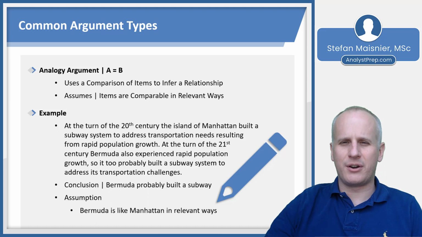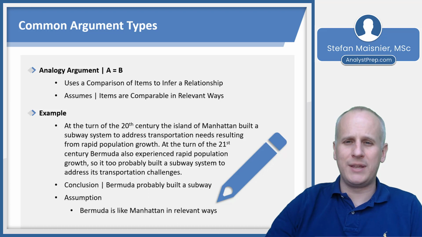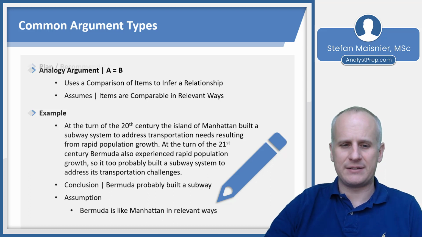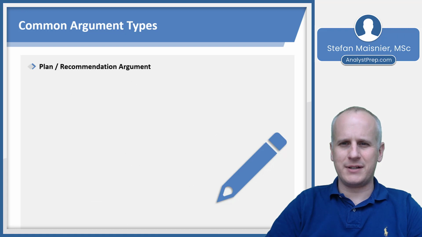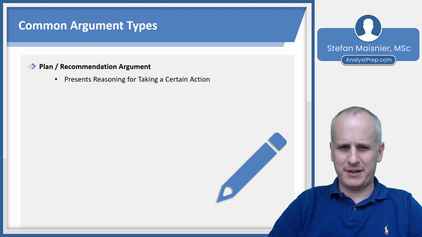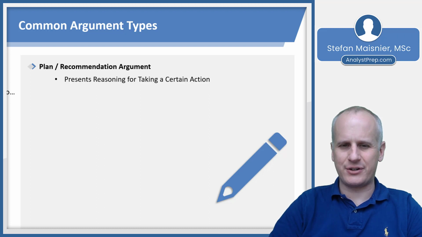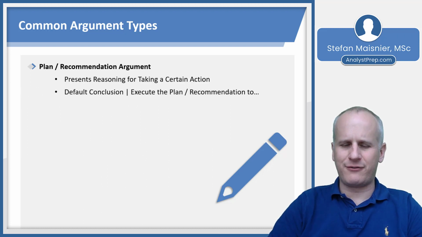So you could strengthen or weaken the argument. You'd strengthen it by showing Manhattan and Bermuda are similar. You'd weaken it by showing that they are not in this case. And our last of the common argumentation types is going to be a plan or recommendation based argument. So a plan or recommendation is simply going to present reasoning for taking a certain action. And the default conclusion for all plan or recommendation based arguments is that we will execute the plan or recommendation to do whatever the recommendation or plan is, because without execution, the plan or recommendation is ultimately moot.